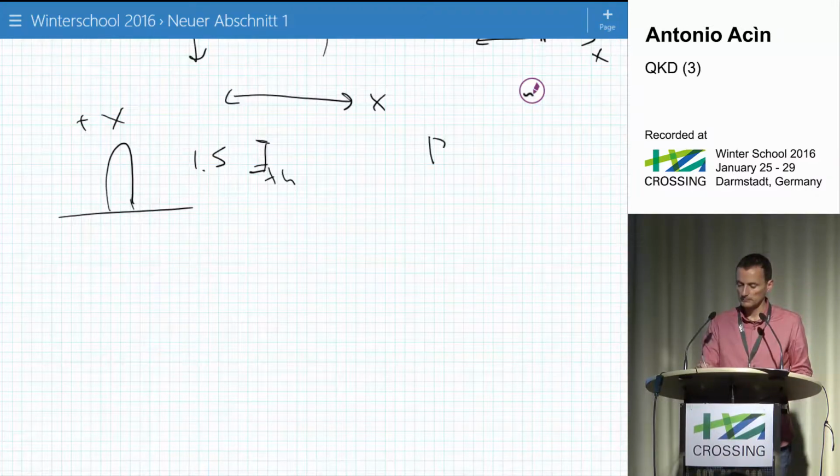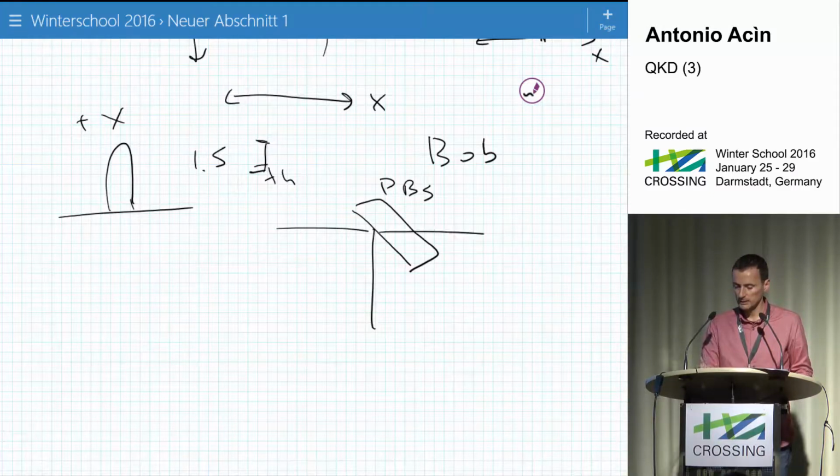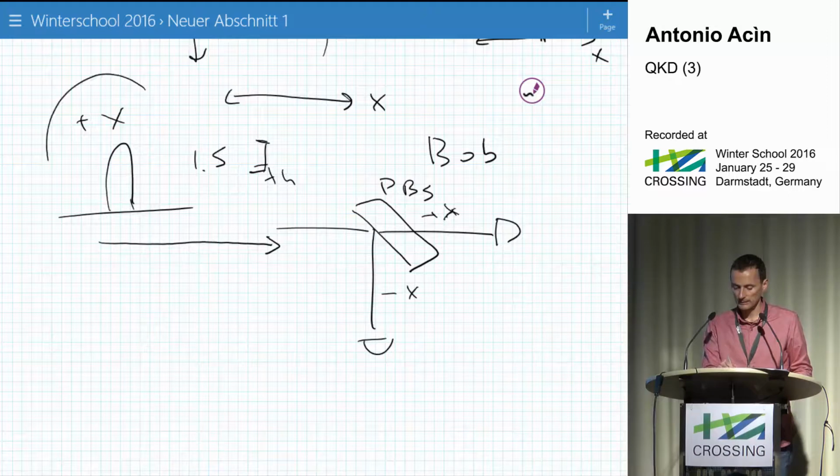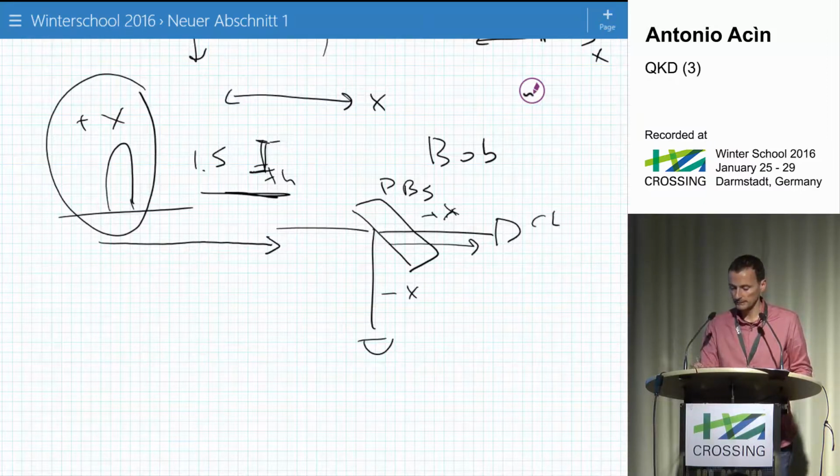So now let's see what happens on Bob's side. If Bob measures in the X direction, so this polarized beam splitter is in the X direction, it means that if the pulse has polarization minus X, it will come here with certainty, because Bob is measuring in the same direction as Eve. And if the light is in the plus X direction, the light pulse will be transmitted. So the pulse arrives from Eve, Bob measures X, the same as what Eve prepared, and the pulse is transmitted, and it's above the threshold, because this was 1.5 threshold. So Bob gets a click.